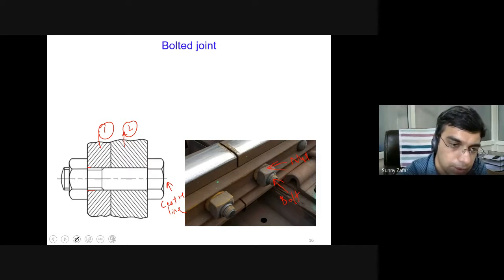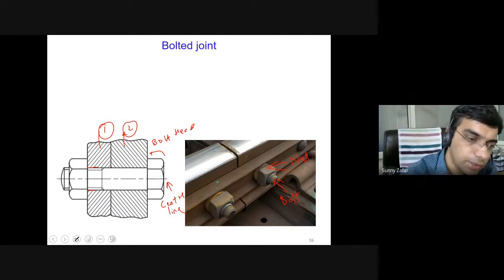Then you will first take up the bolt part. So this is the bolt head here, and then the bolt body will come in between. And if you see all the bolts, they are not threaded on their full length. So only the threading is done from here to here. That is why you have these parallel lines on both the sides.